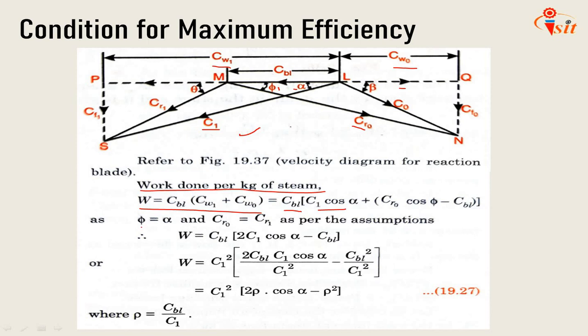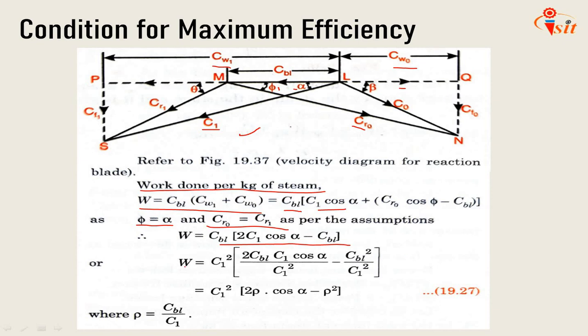Now as per assumptions, the moving and fixed blades are symmetrical, so phi equal to alpha and CR0 is equal to C1. Now substituting here, we will get W equal to CBL multiplied by (C1 cos alpha minus CBL). Now by substituting alpha in case of phi, so CR0 equal to C1, it will become C1 cos alpha minus CBL.